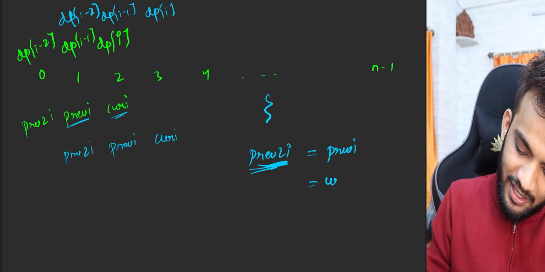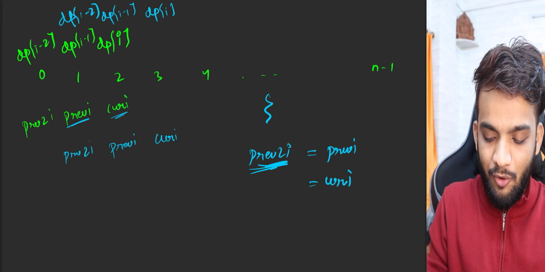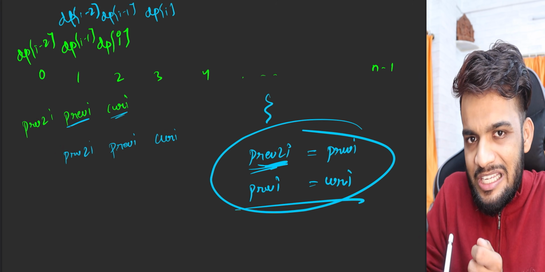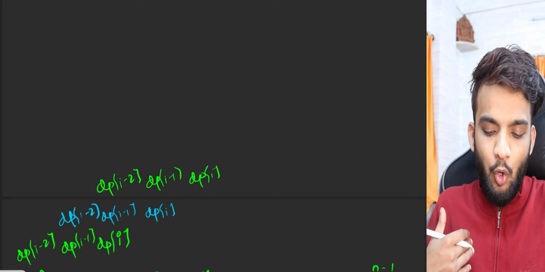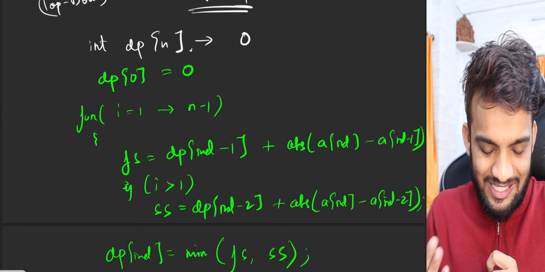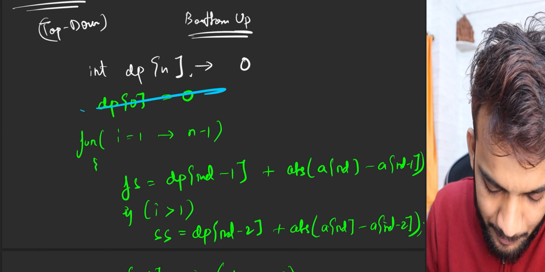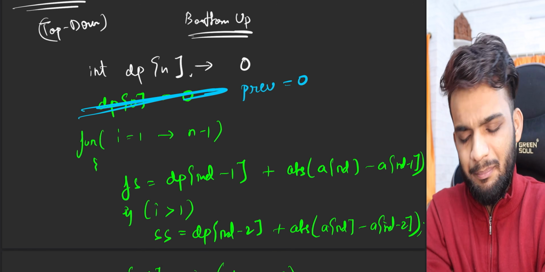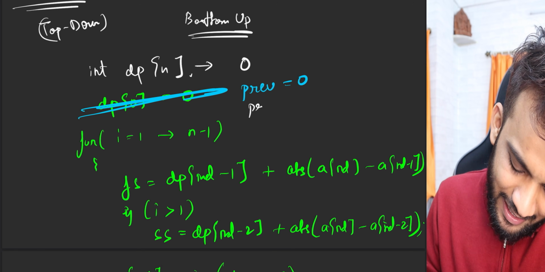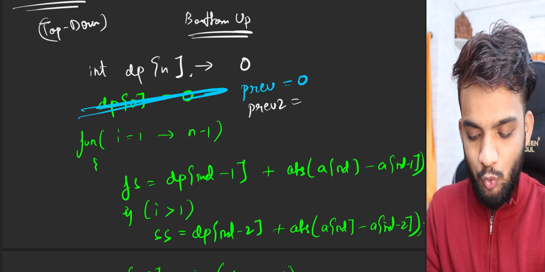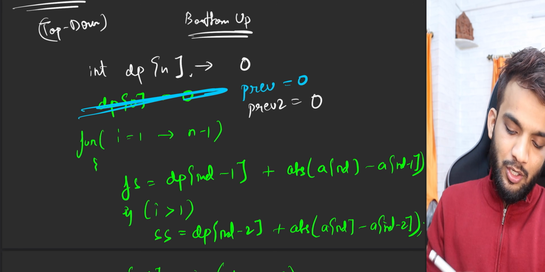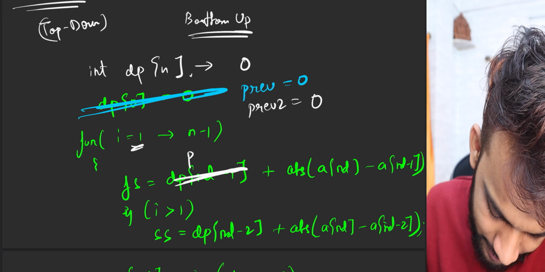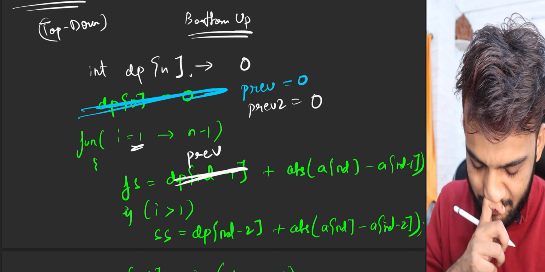And whoever is the current guy, whatever is the value of dp of i, that will become the previous for the next step. So if you just keep on doing this, you'll no more require anything. So can I say this? Instead of dp of 0, can I carry a previous equal to 0? Makes sense, I can. And can I carry a previous 2 equal to probably 0 as well? Because for the first, you'll require dp of index minus 1, which I can represent as previous now, correct?